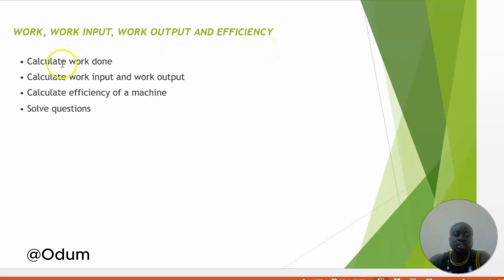Now, these are our objectives for today. We are going to calculate work done, calculate work inputs and work outputs, calculate the efficiency of a machine, and also solve some questions. Now, let's start.